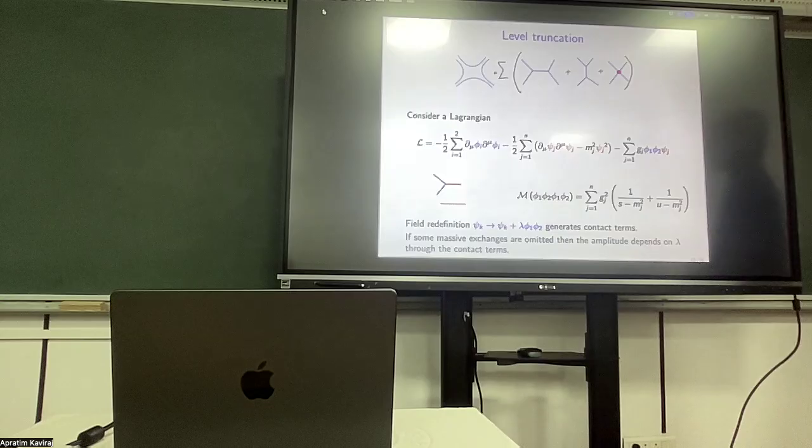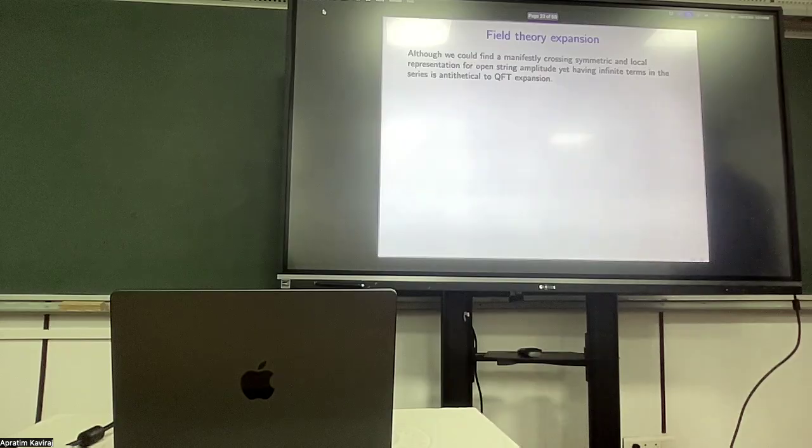Now, let's say effectively we are looking at some energy scale such that some massive exchanges we can ignore, meaning we can put them in the contact term. It's just a kind of EFT way of expanding. Then we see that the amplitude will start depending on lambda because of that truncation. Once we include all the terms, the amplitude will become independent of any field redefinition. But if we truncate, as we do in an EFT, then that field redefinition ambiguity will start appearing. So this is one way of interpreting that field redefinition. Here also you see that if we truncate, it starts depending on lambda, and if we add more and more terms, the lambda dependence goes away.